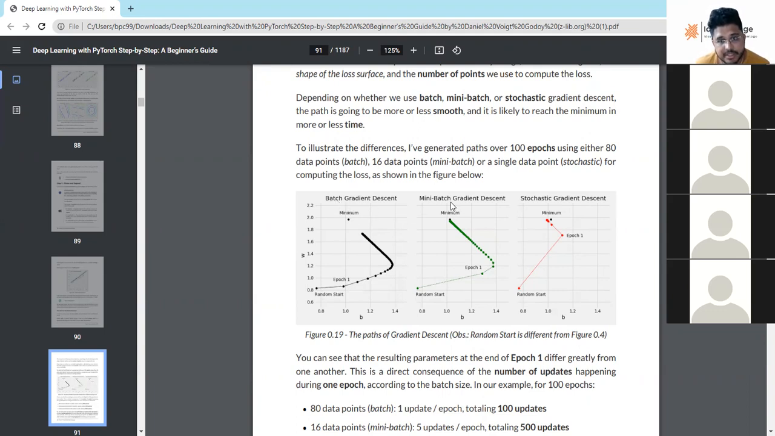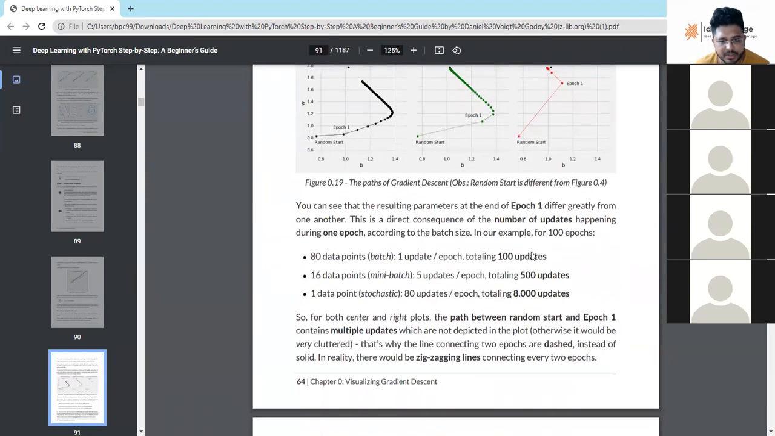Okay, this is mini batch gradient descent. Means first batch, then that batch is mini batch. And this is stochastic gradient descent. You see, stochastic gradient descent is the fastest, but it may miss the minima point. See, it missed the minima point. It went away from the minima point. So these are the three differences here. You will understand nicely.